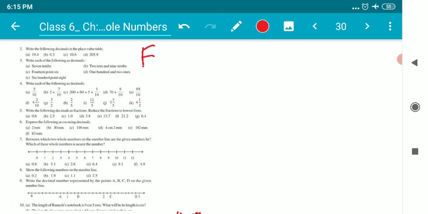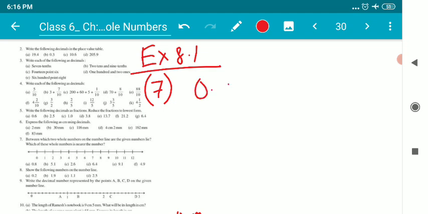We are starting from exercise 8.1, question number 7. It's one of the most interesting questions of this chapter, children, and very important as well. We are given a decimal number, that is 0.8, and we have to answer where this number actually belongs. It comes between which two numbers. So we have to draw the number line and represent these numbers, and answer which number it is closer to.